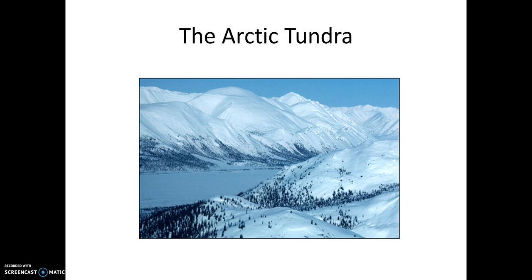So first we have the Arctic tundra. This is located in the northern hemisphere, and it has a very cold desert-like climate, and you can see here all the snow and the frozen lakes there.